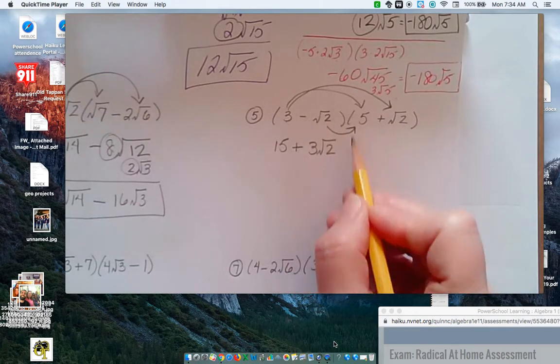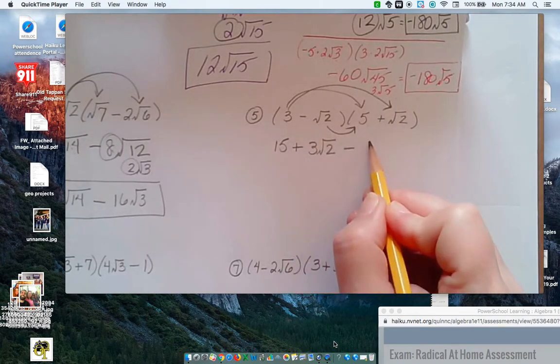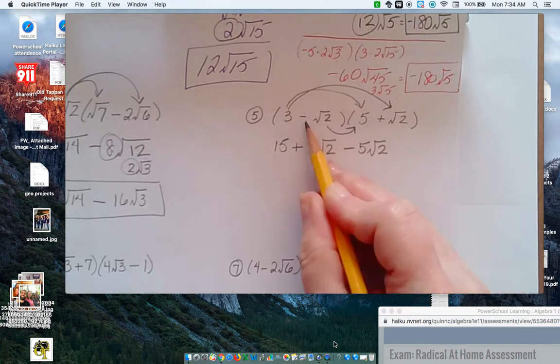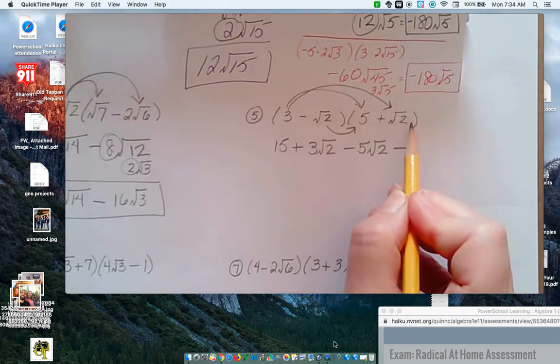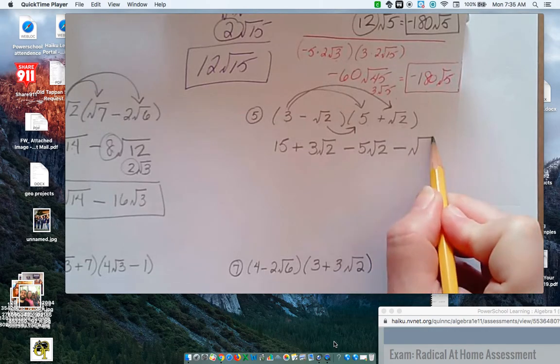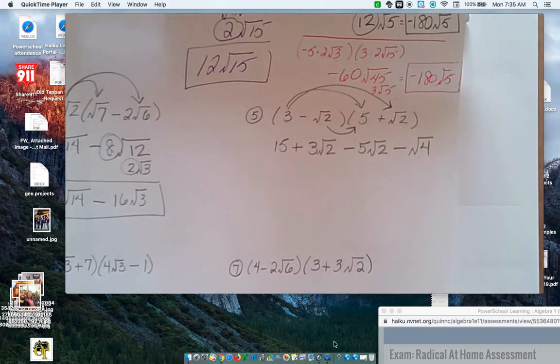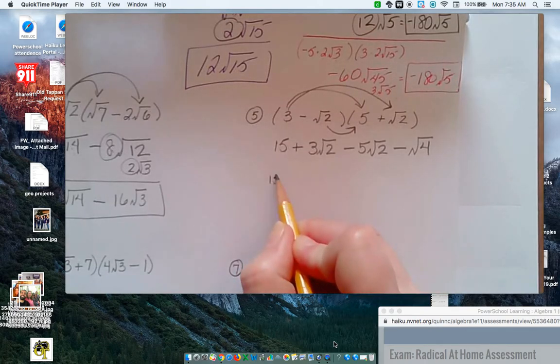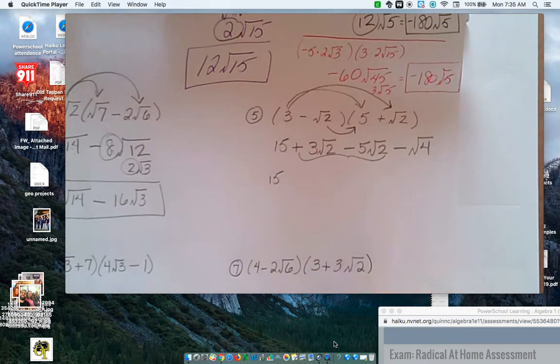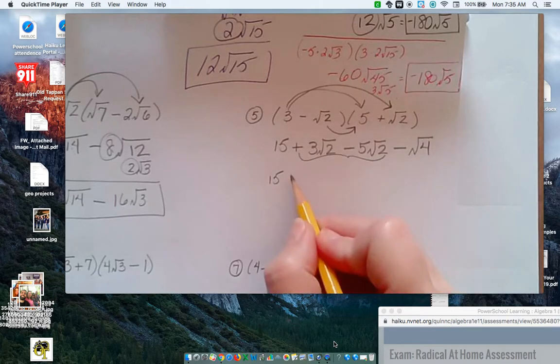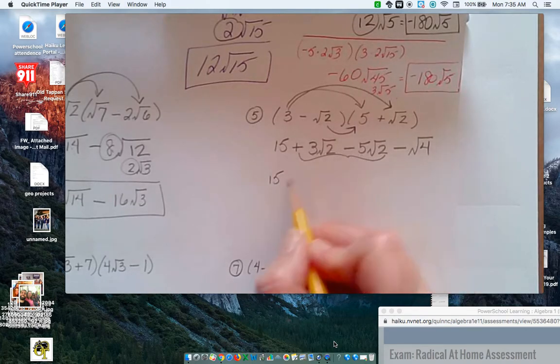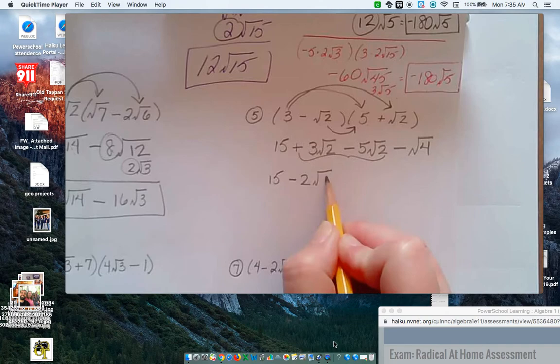Distribute here, negative times a positive. Outside number, then inside number. Negative times a positive. There is no outside number, and 2 times 2 is 4. Multiply your inside numbers. Now we simplify wherever we can. 15, done. These guys here are like terms. If we see like terms, we're going to combine them. 3 and negative 5 is negative 2 radical 2.